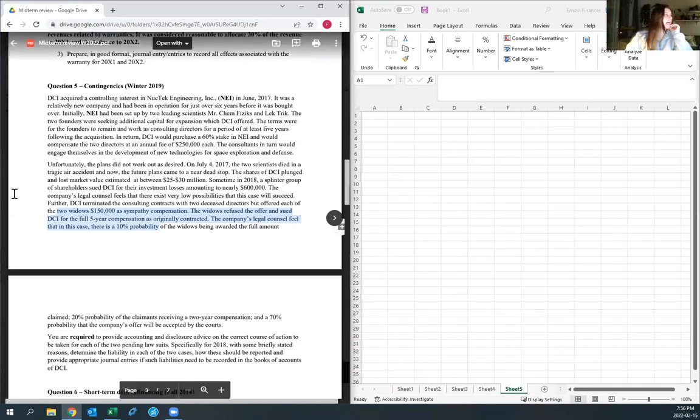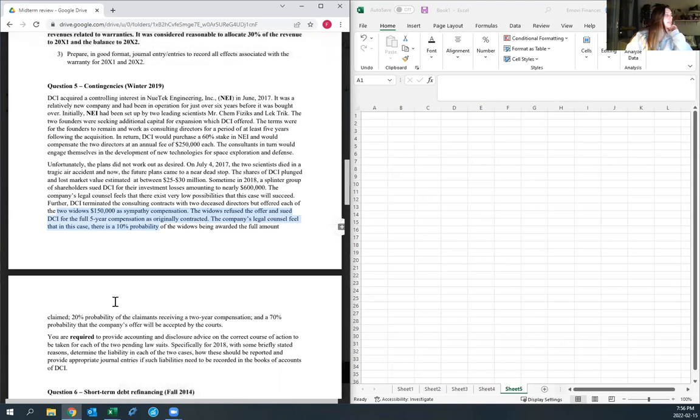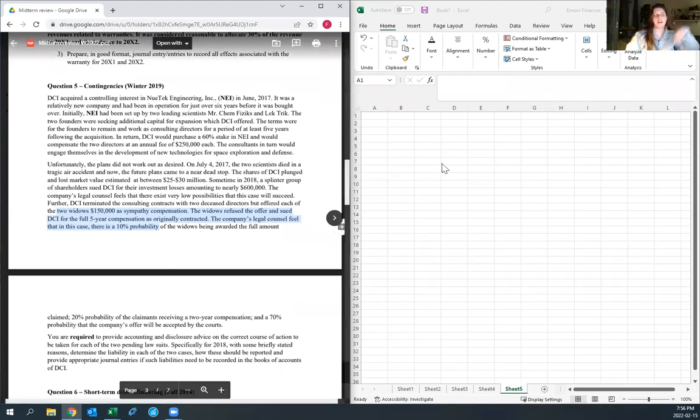Also, DCI is following IFRS. It's not mentioned here, but it's because this midterm, like all the questions, are linked together, but DCI follows IFRS. Not that it really matters, I guess. Yes, so DCI follows IFRS.